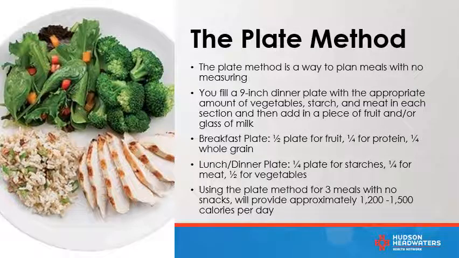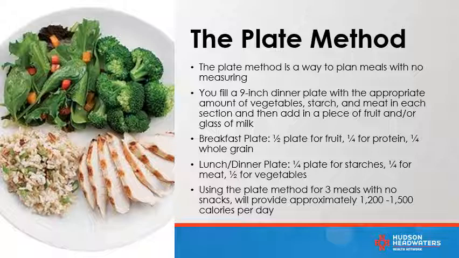And the last method is the plate method. This is a method that's pretty easy to use and there's no measuring involved. You want to start with a 9-inch dinner plate and then put on the appropriate amount of vegetables, starch, and meat, and then add in a piece of fruit or a glass of milk, depending on how many carbohydrates you want to eat at that meal.